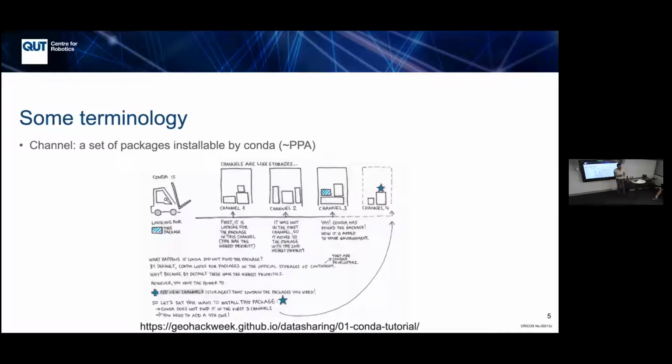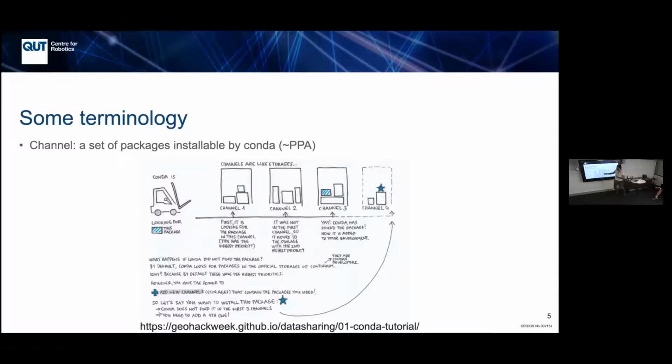So now let's dive into some terminology. There are different channels in Conda. A channel is a set of packages that is installable by Conda. In Ubuntu, you have those PPAs, which everyone hates. In Conda, it's a little bit nicer. So conda is that toolbox that we've seen earlier, that little crane or whatever it was, and then channels are like storages. A channel offers you to install packages from that specific channel.